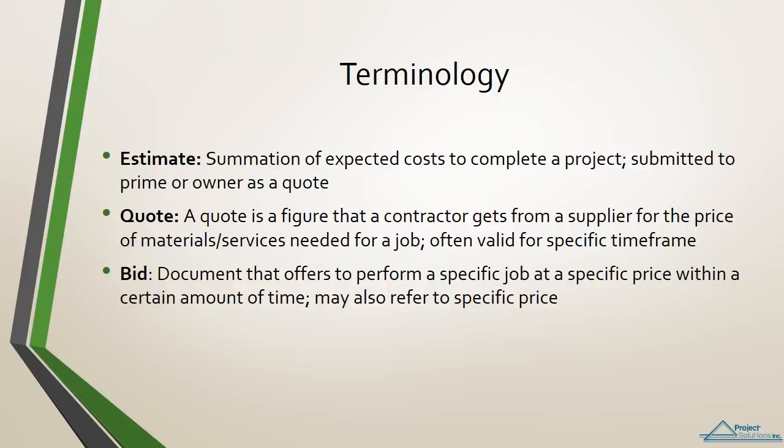Before we get started, let's go over the difference between an estimate, a quote, and a bid. Contractors use estimates to calculate their expected costs to complete a project. Specifications for a project are analyzed to determine the raw materials and labor required, and the contractor then solicits quotes from suppliers for the raw materials. Overhead charges are also typically included in an estimate.